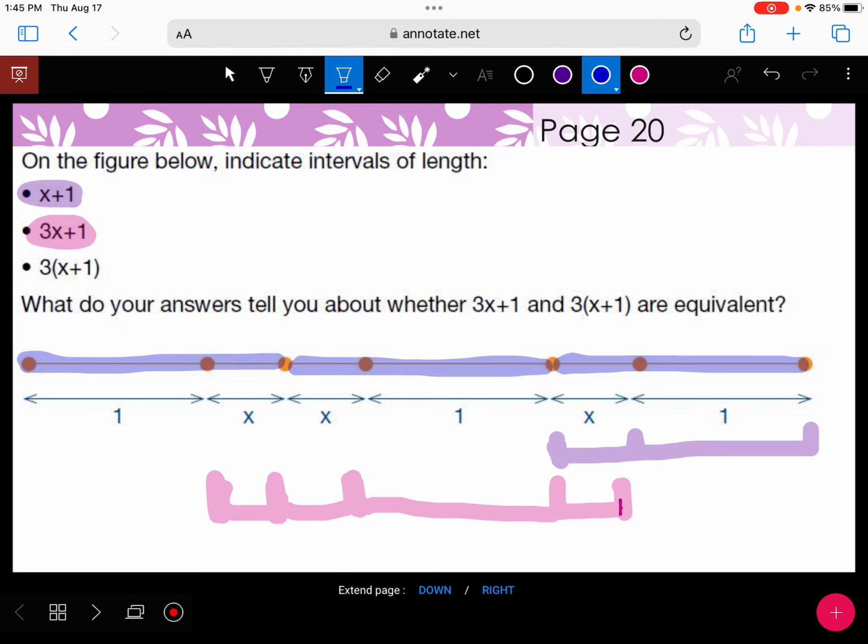So are 3x plus 1 and 3 times x plus 1 equivalent? What do we think? Because this was 3x plus 1 and this is 3 x plus 1s. Are they the same? Yeah.